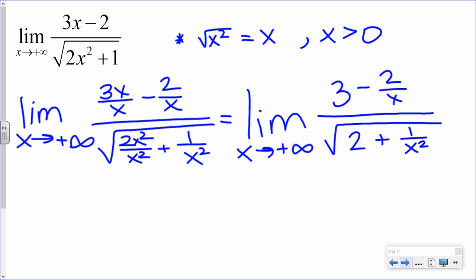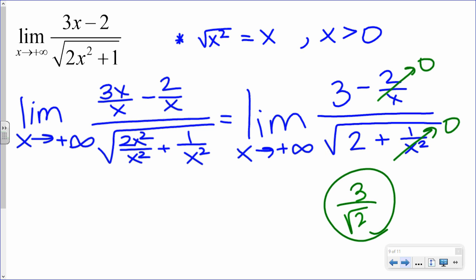Now we can look at the limit towards infinity of each term in the numerator and denominator. If we're talking about the limit towards infinity of 2 over x, that is going to go to 0. How about 1 over x squared? All right. So what we're left with is 3 over radical 2.